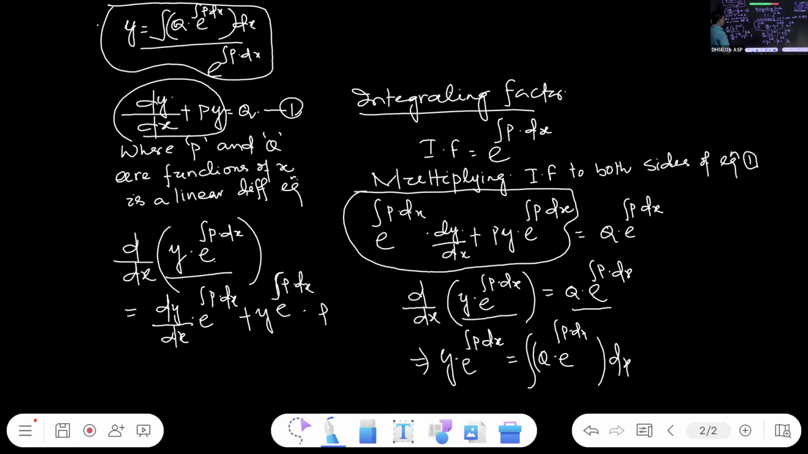You should remember the procedure, you should not remember the last result. Okay, the procedure is, first of all, bring the equation into the form dy upon dx plus py is equal to q. That means the coefficient of dy upon dx should be equal to 1. Then find the integrating factor. Integrating factor is equal to e power integral p dx. Then multiply the integrating factor to both sides of the equation. After multiplication, the left-hand side will be the total derivative of the product of the dependent variable and the integrating factor. Then integrate the right-hand side, then you'll get the unknown function. This is the total procedure.